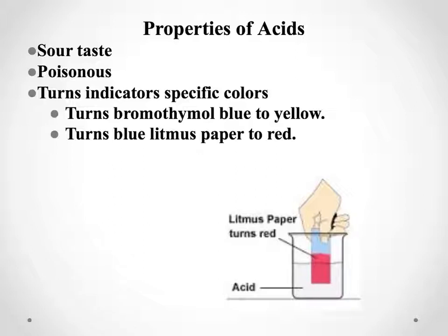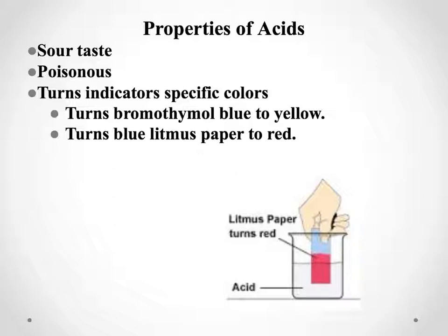And they also do something that is really neat. They turn indicators specific colors. Now let me explain. An indicator is any chemical that changes color in the presence of an acid or a base. There are tons of different types of things that can be used as indicators in the chemistry lab. Everything from litmus to phenolphthalein to bromothymol blue, phenol red. We have a lot of different things. These are indicators, and they simply help chemists determine whether something is an acid or a base.